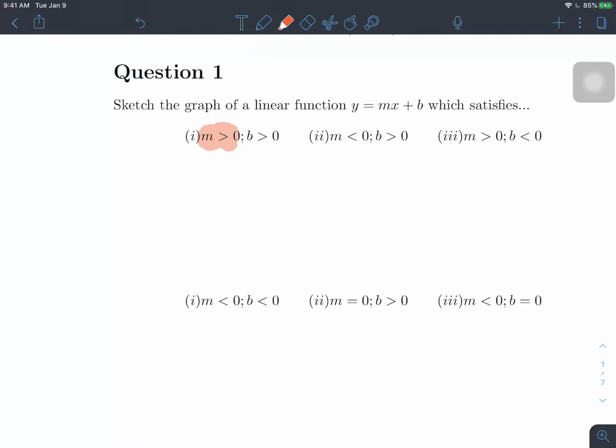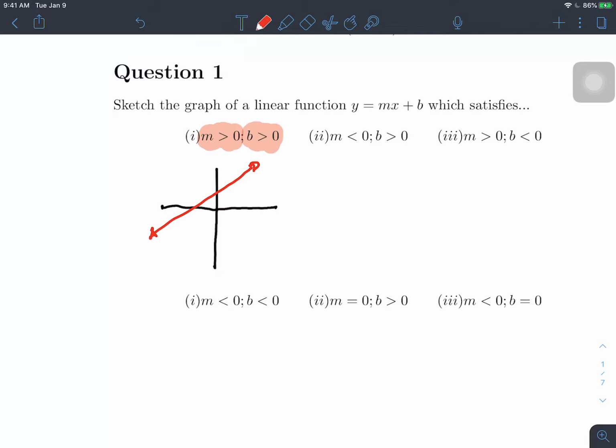We know that the slope of our function should be positive because of this m greater than 0, and we know that the y-intercept, or the vertical intercept, should also be greater than 0. So if I were to draw it on a graph, it might look something like this. The reason that this graph matches this information is m greater than 0 means that my slope is positive, which means that I should be going up as I move from left to right.